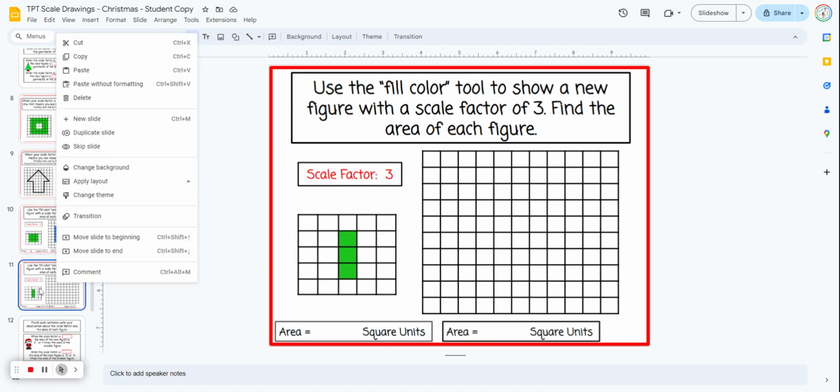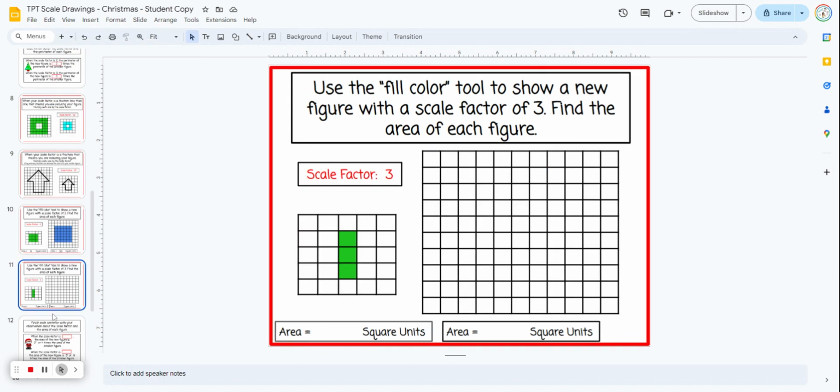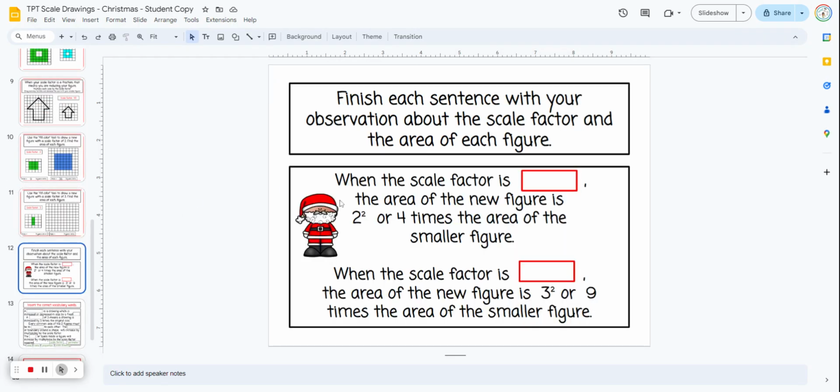They're going to do the same thing on the next slide. When they get to slide 12, it's just a recap again. When the scale factor is 2, the area of the new figure is 2 squared, or 4 times the area of the smaller figure. When the scale factor is 3, the area of the new figure is 3 squared, or 9 times the area of the smaller figure, or the original figure.